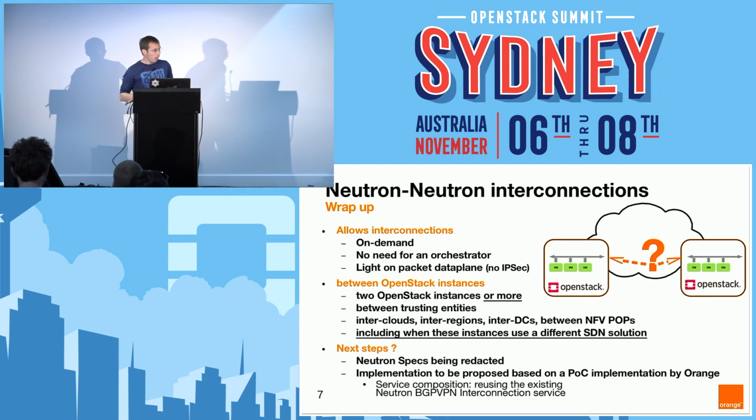Before concluding, just to give you an idea of where we are in the context of the work on this proposal: we are working on drafting Neutron specs to let the community review and discuss the proposal. We also have an implementation that we can propose, based on a POC that was done at Orange in the past months. This implementation, as you may have guessed, implements the BGP VPN technique that I just explained, by simply reusing, in a service composition kind of way, the existing Neutron BGP VPN interconnection service.